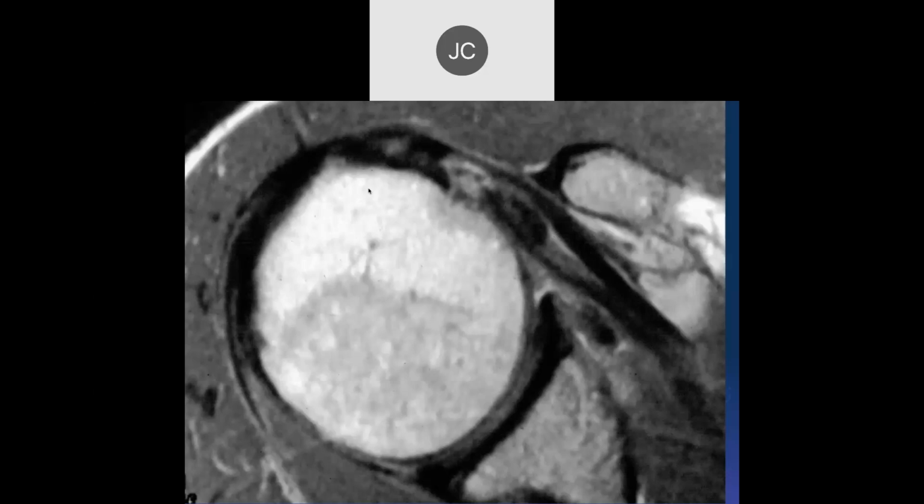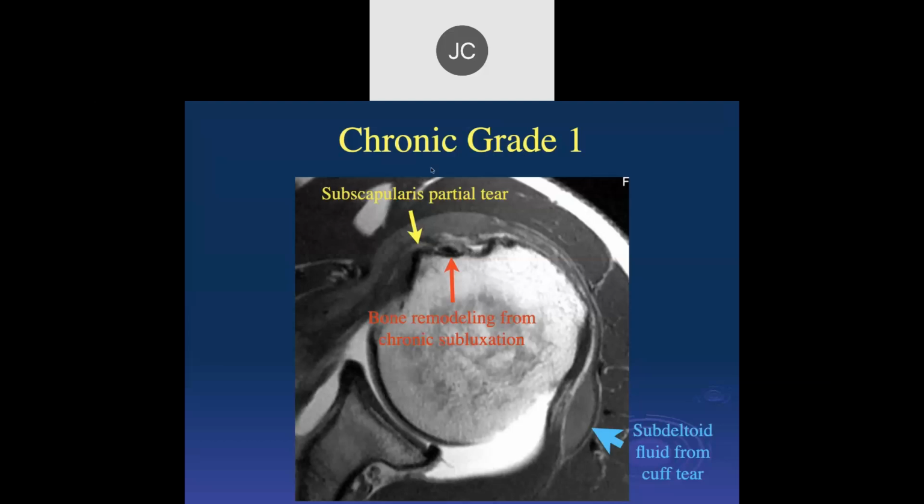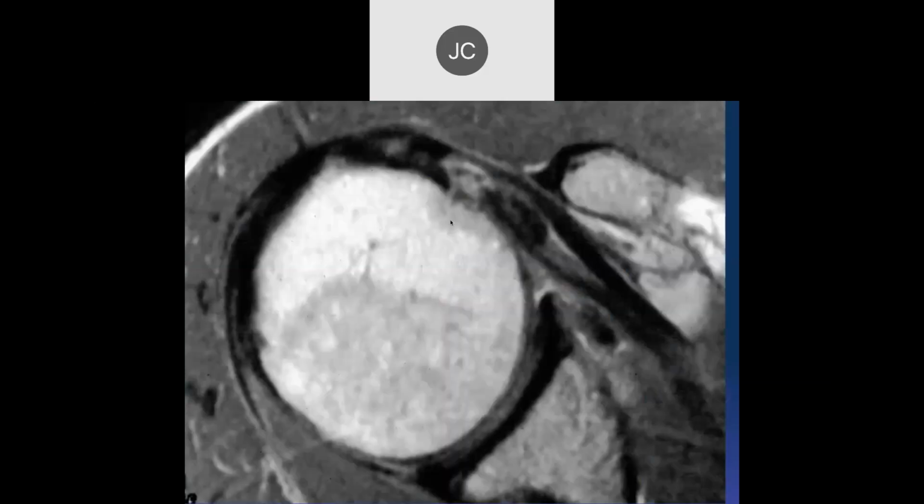All right, Tayson, what do you think of this case? If you remember, the last case we had was of this patient who had a grade 1 lesion, my old grade 1 lesion. What about this patient? This one looks like the biceps tendon is subluxed into an interstitial tear of the subscap.